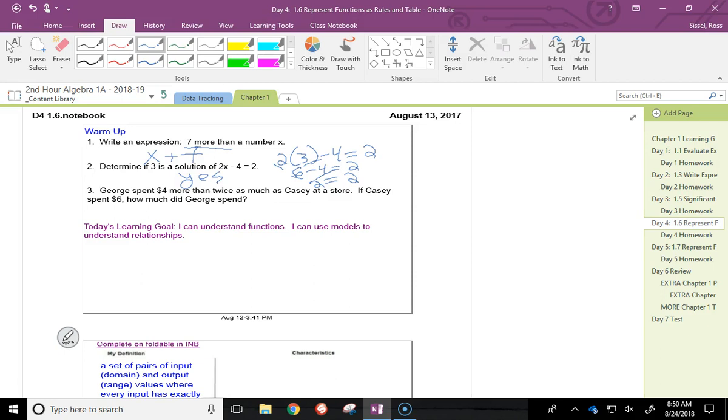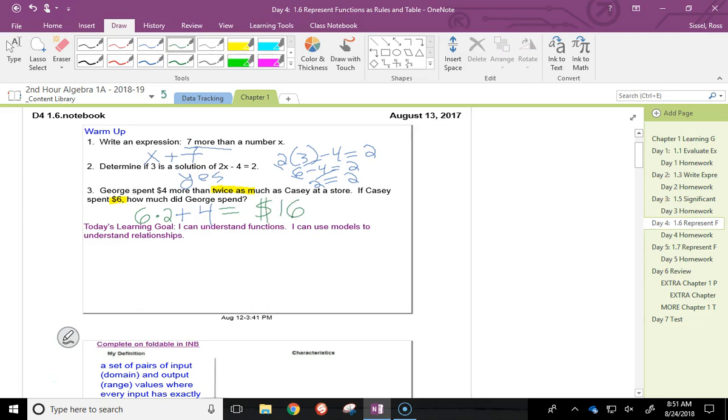If George spent $4 more than twice as much as Casey at the store, if Casey spent $6, how much did George spend? We're going to write our equation out. He spent 4 more than, okay, so I'm going to do plus 4. Twice as much as Casey, and Casey spent 6. So then I'd have 6 times 2. I find my answer. 6 times 2 is 12. 12 plus 4 is $16.